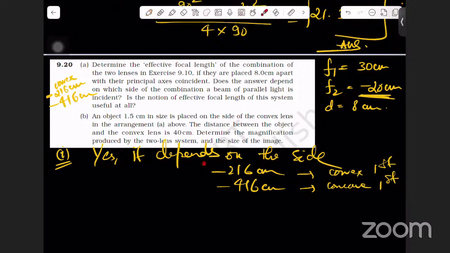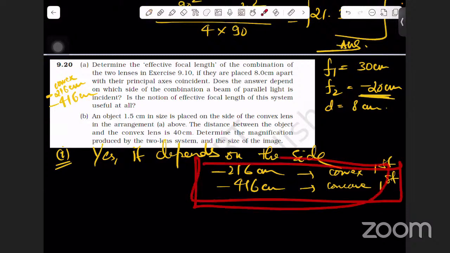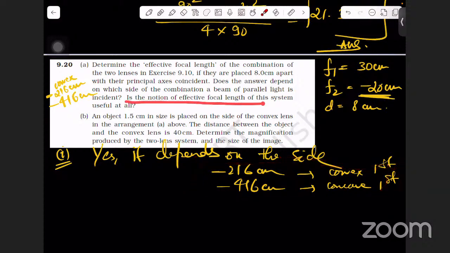So if it depends on the position, is the notion of the effective focal length useful at all? No, right? Because for a different configuration of the system, you'll get a different version of the image. So there is no use of finding an effective focal length. You have to analyze the situation individually for individual cases. All right. Okay. So the first bit is clear.